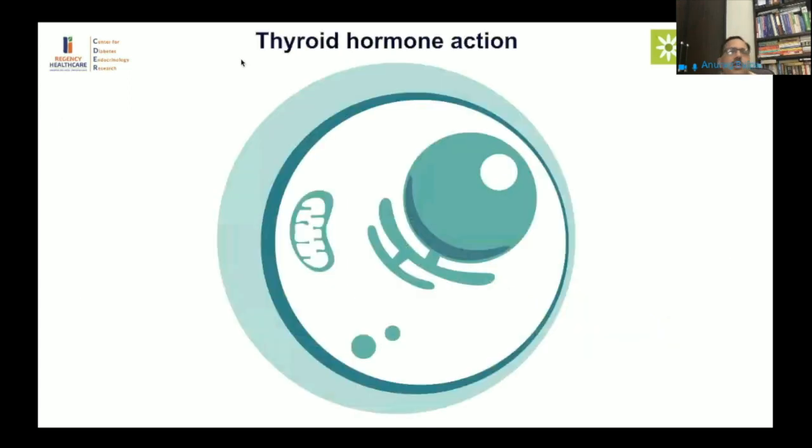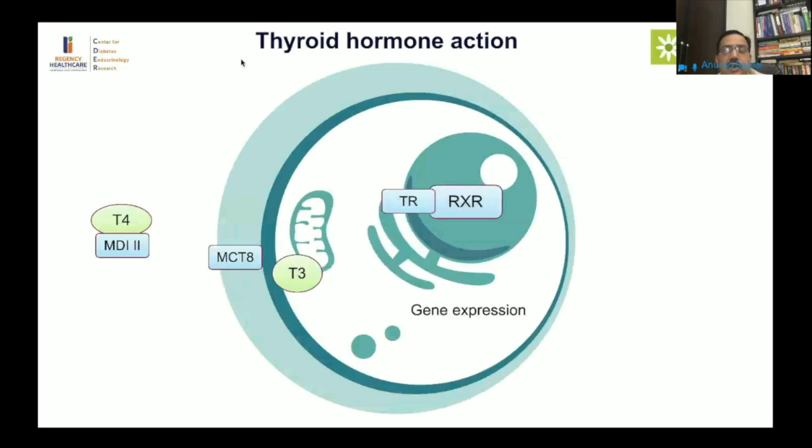So how does thyroid hormone act? We discussed that T4 is converted by DIO1, or DIO2 also in the target tissues, to T3, which is then transferred into the cell using MCT8, which then binds to the thyroid response element, with the RXR, causing gene expression and producing thyroid action.